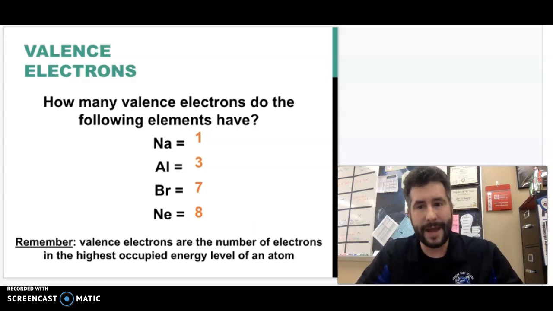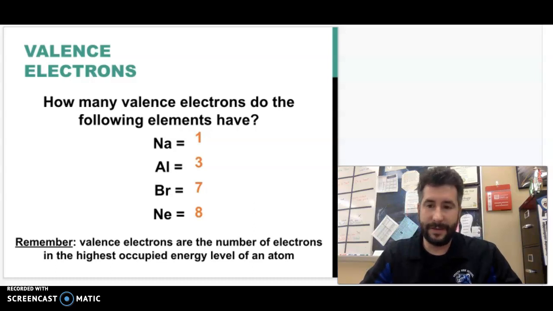Remember, 8 was the maximum we could have because the S and P electrons were on the valence level, where D was always a level lower and F was always 2 levels lower. So those were never going to be valence. So S and P electrons on the highest level are valence.